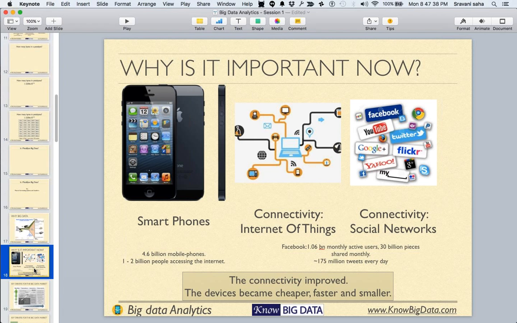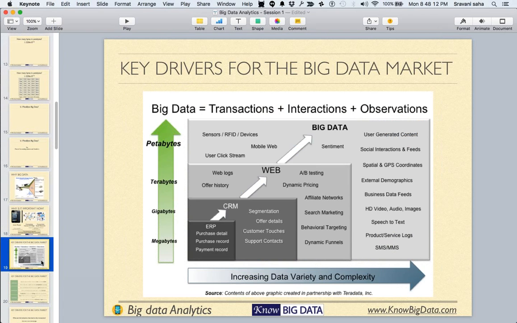While on one hand the hardware or the devices became faster, smaller, and cheaper, so that everybody was able to produce data. Second, the connectivity between things and between people became very popular because of all the networking. On top of it, when both hardware and connectivity were there, newer kinds of applications started coming in, which facilitated distribution and creation of data. All right.